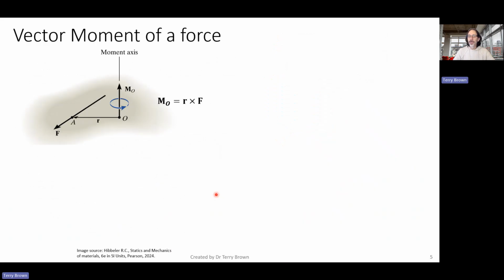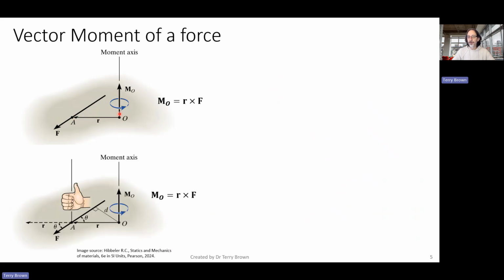Okay, so this is just a bit of a summary of what we said. So we've got a force vector, and a position vector defining its distance or location from some point O that a moment axis passes through. And the moment about point O is R cross F, which I've again shown here.